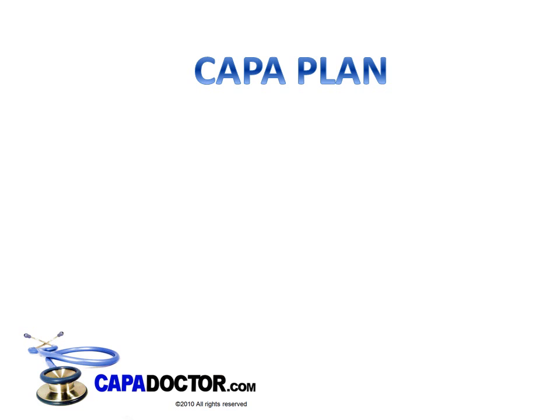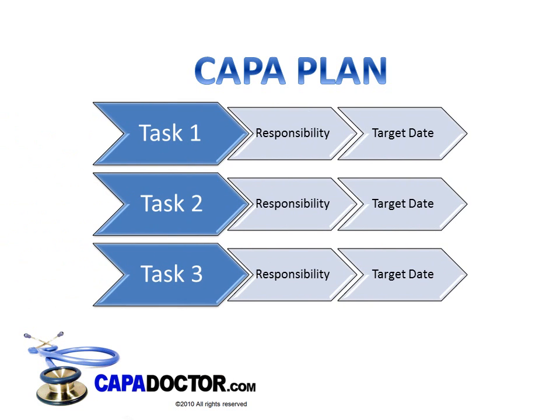A CAPA investigation plan should be developed. This is similar to a project plan with specific tasks identified. Each task must be assigned to a responsible individual or group with a target completion date identified. One individual should have the primary responsibility for managing the CAPA plan and verifying that assigned individuals or groups meet their commitments in the plan.